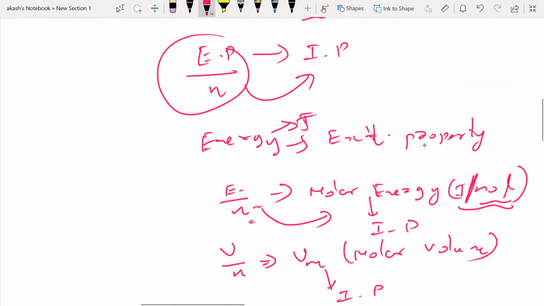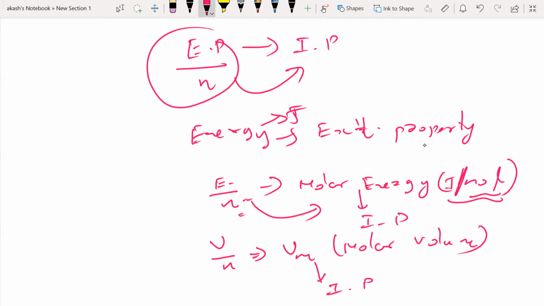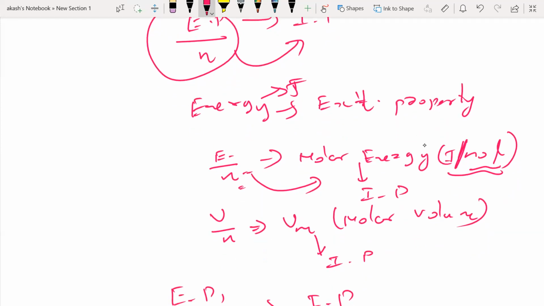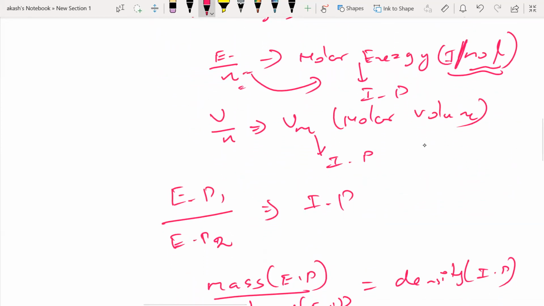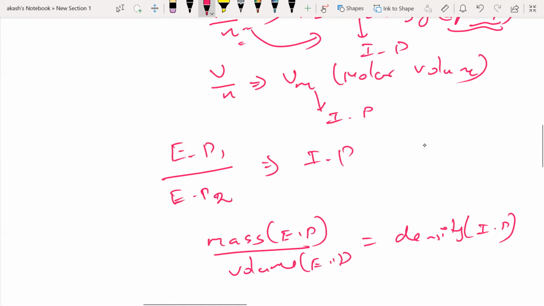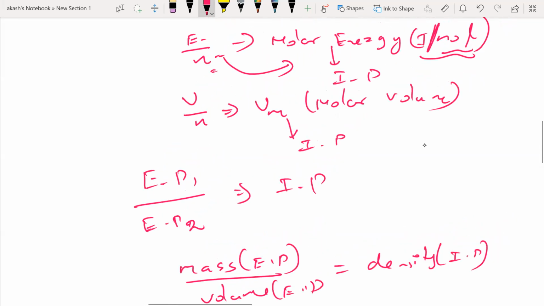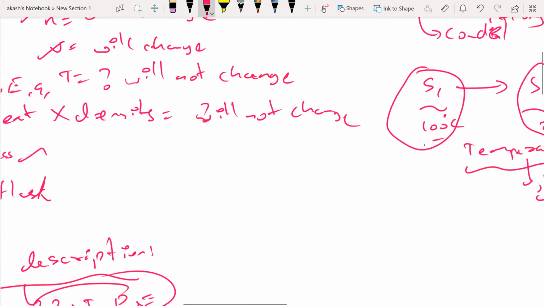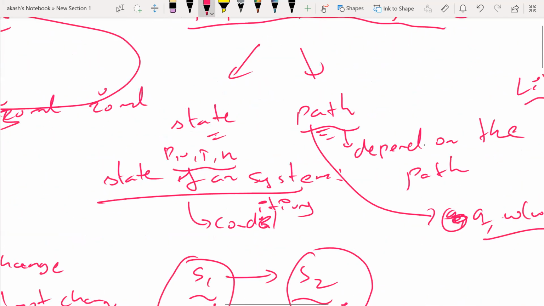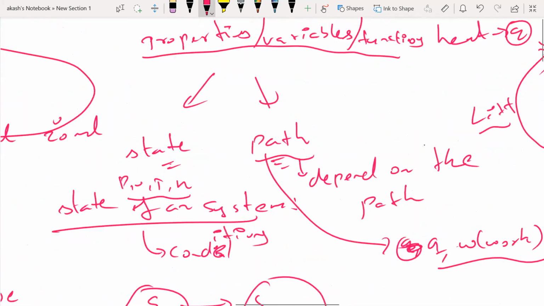For example, energy is an extensive property. If you divide by the number of moles, you're going to get molar energy. Joule per mole is what you will get. Same goes with volume: normal volume, molar volume if you divide by number of moles. Another way is that if you divide two extensive properties, again, you're going to get intensive properties. Say, for example, mass and volume, you divide, both are extensive properties, you're going to get an intensive property, that is density, right?